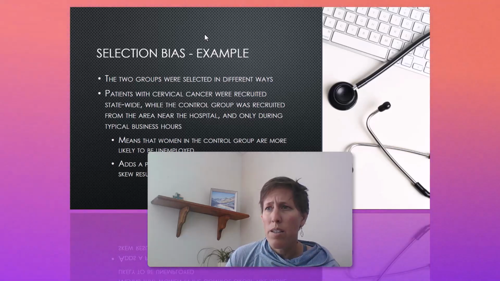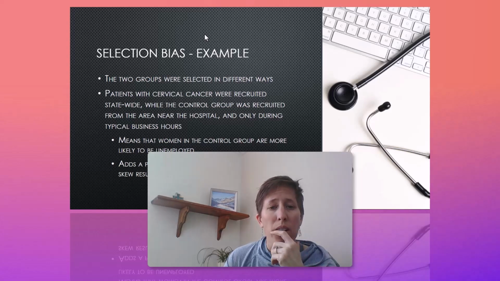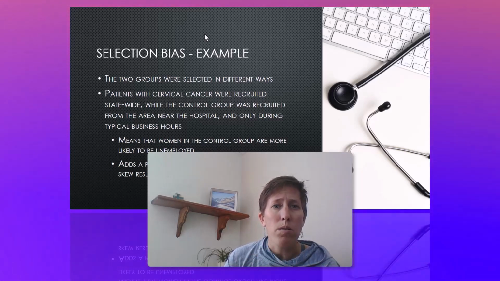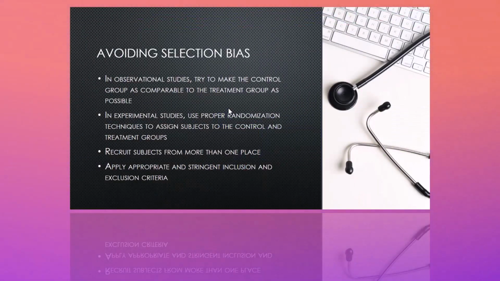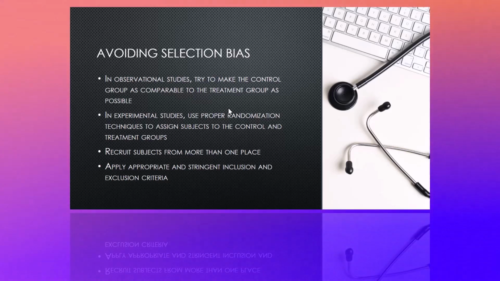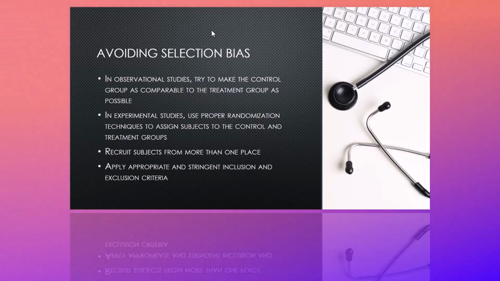So here's definitely a potential confounding variable that may skew the results. So what are ways to avoid selection bias? In observational studies, this is studies without a specific intervention, just observing, is trying to make the control group as comparable to the treatment group as possible, such as our previous example. If they're taken from all over the state in the experimental group, they should also be taken from all over the state in the control group.